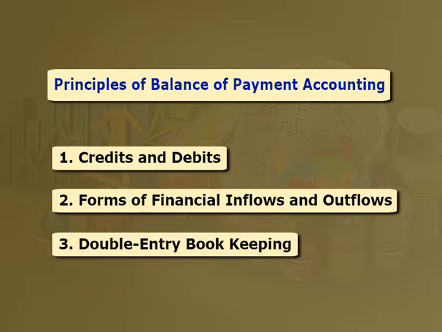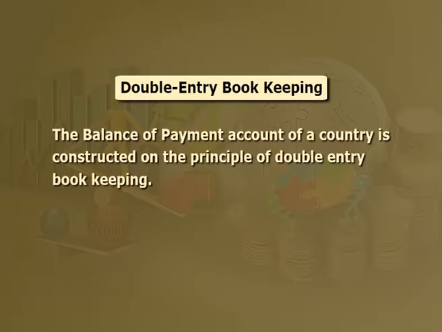We will now have a look at double entry bookkeeping. The balance of payments account of a country is constructed on the principle of double entry bookkeeping. Each transaction is entered on the credit and debit side of the balance sheet. This means that each international transaction is recorded twice, once as a credit and once as a debit of an equal amount, because in general every transaction has two sides. Let us understand this with the help of various examples.